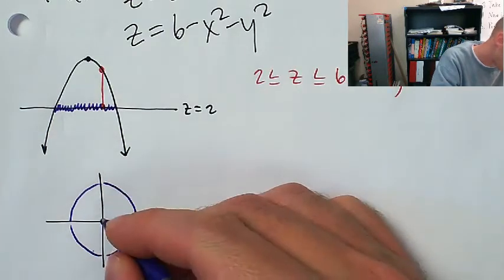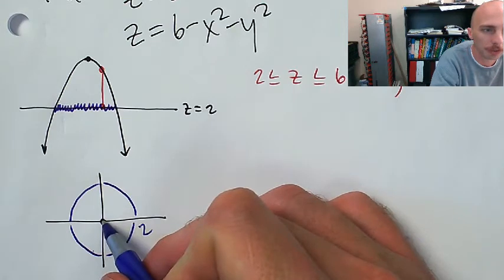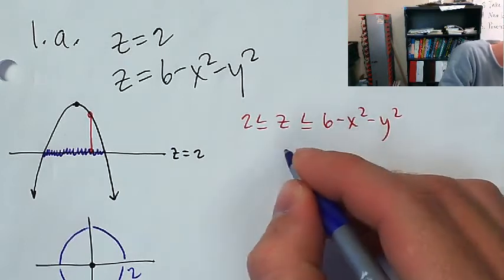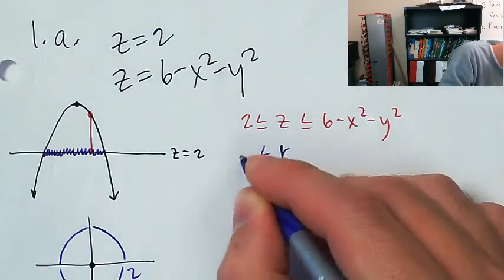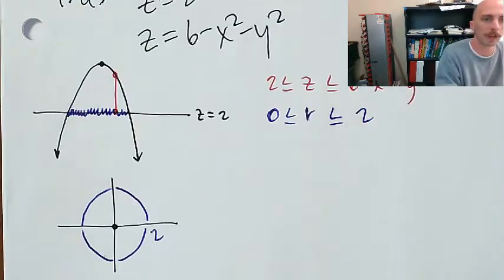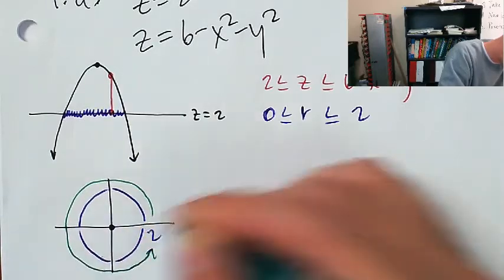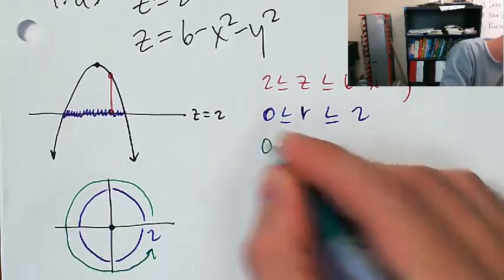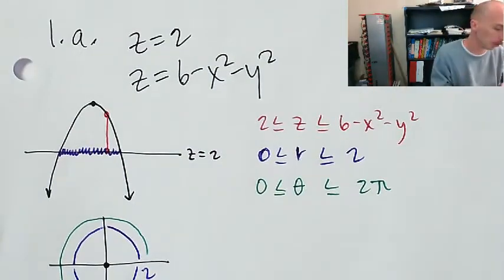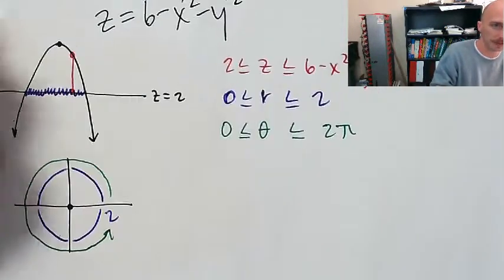So in terms of r, in polar coordinates, r is going to run from 0 here at the origin out to 2. So I'm going to say r is between 0 and 2. And then because we're going around the whole circle, I'm going to say theta is between 0 and 2 pi. And so that's just us expressing W in cylindrical coordinates. Now I'm going to come back to these in a second.